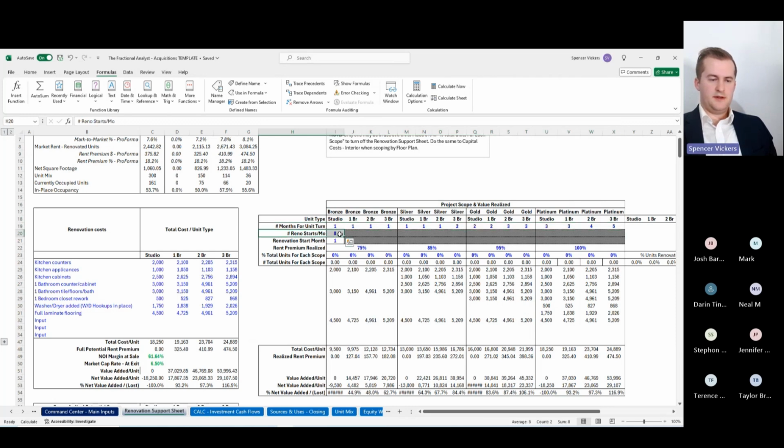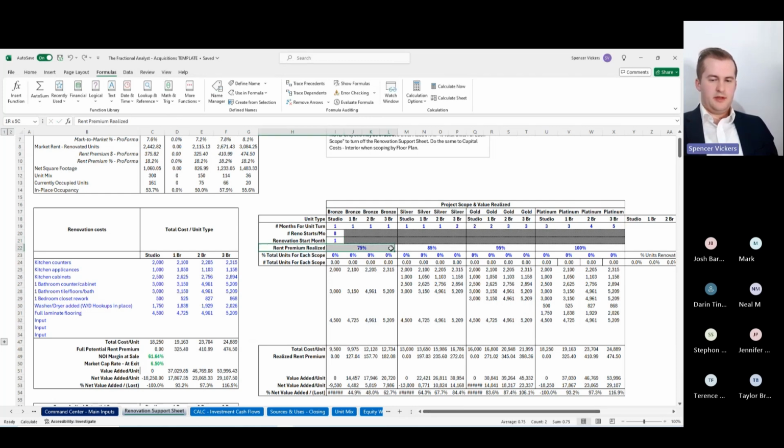The number of renovations that you can start per month. Every operator has their upper limit on capacity on what they're able to actually achieve. And so this gives you a place to make that assumption. When you want to start renovations, right? If you want to start it right after closing, you're going to set this to month 1. Maybe you want to start this 6 months out, set that to month 6, etc.